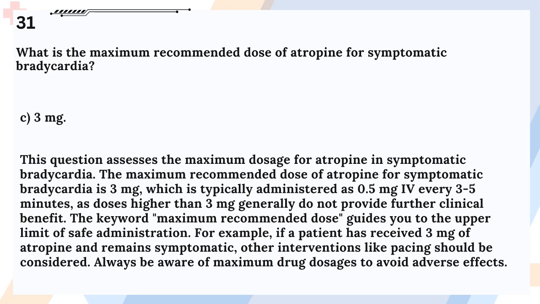Answer: C. 3 mg. This question assesses the maximum dosage for atropine in symptomatic bradycardia. The maximum recommended dose of atropine for symptomatic bradycardia is 3 mg, which is typically administered as 0.5 mg every 3 to 5 minutes, as doses higher than 3 mg generally do not provide further clinical benefit.